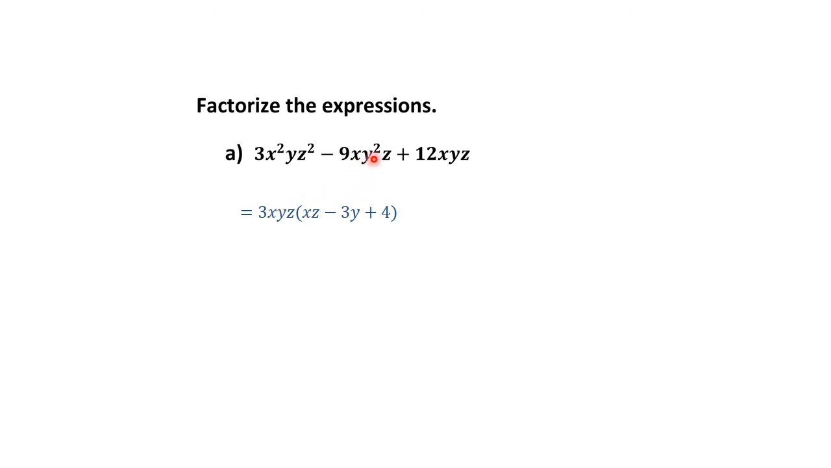X is outside. There were two y's. One y is outside, one y is left. Z is outside plus 12 divided by 3, 4. xyz has been taken out as common already. So this is our final answer, 3xyz into xz minus 3y plus 4.